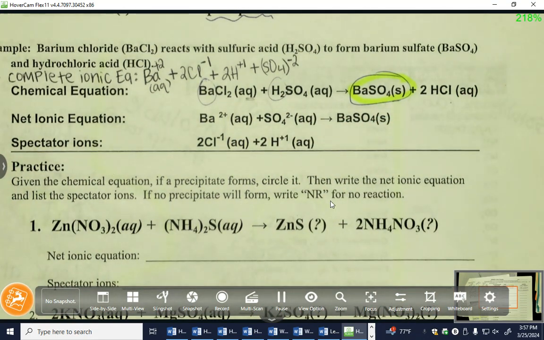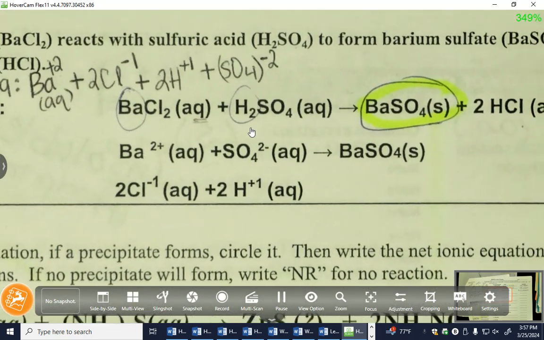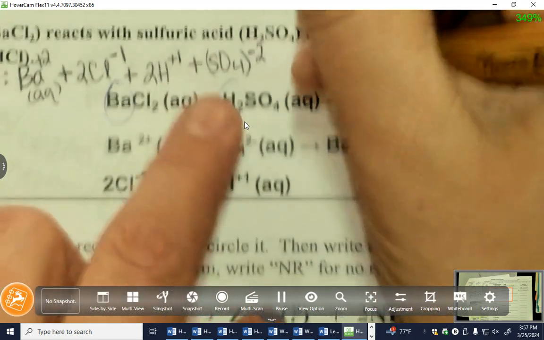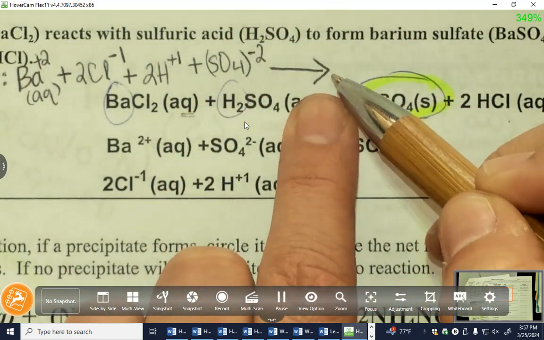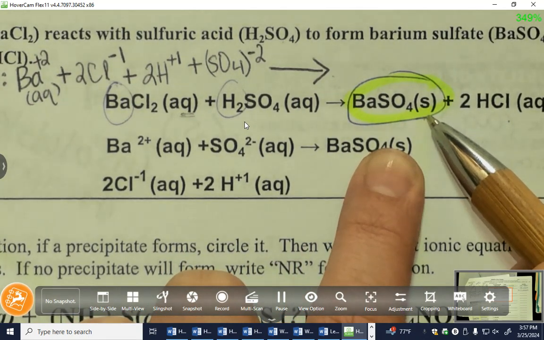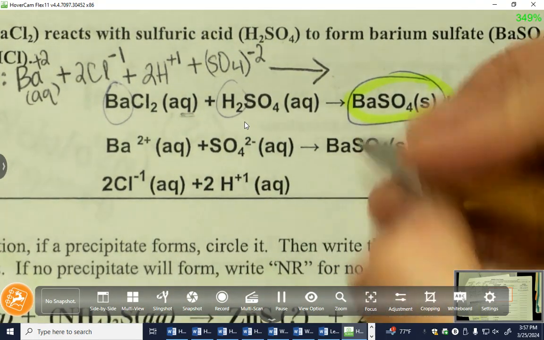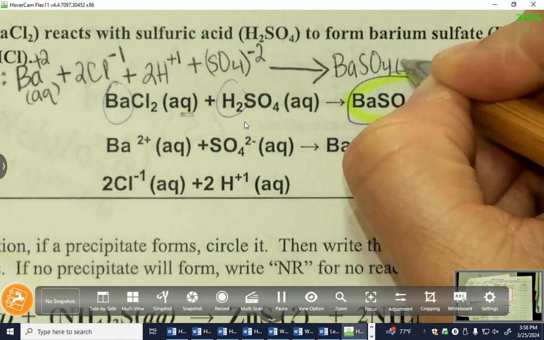Here, I'll zoom in just a little bit more so that way, just in case you need to see it. Okay, so those are our reactants. We're going to draw our arrow. Products. Okay. This one, does it have aqueous? No. So that means that we don't split that one. That one we're going to leave together. So we're going to have BaSO4 and put a little solid next to it.